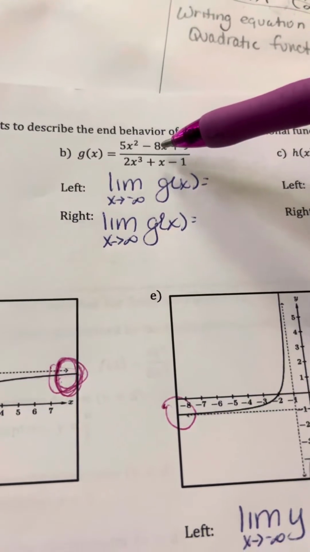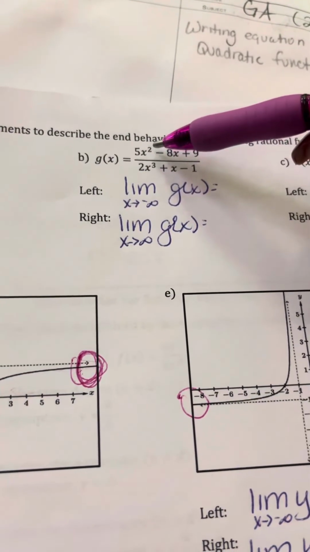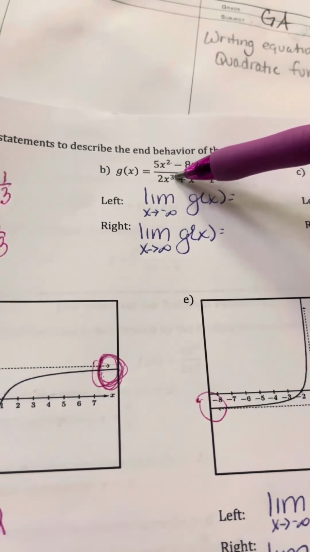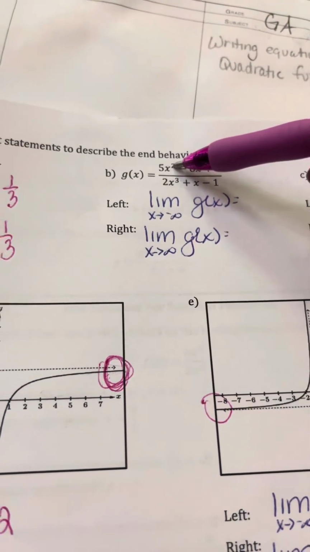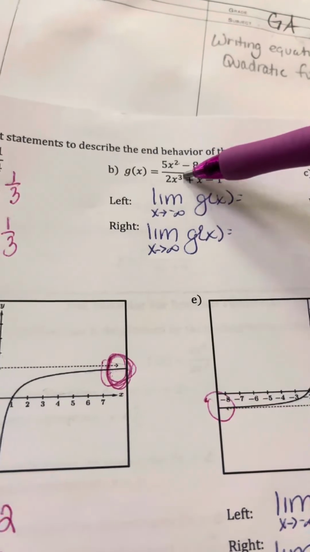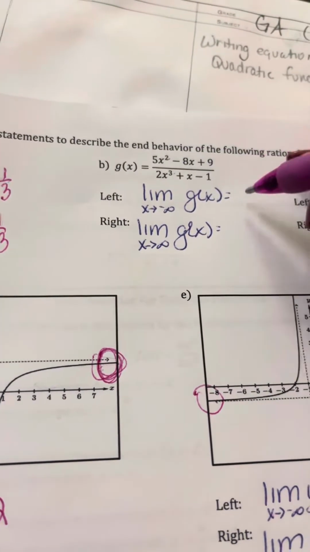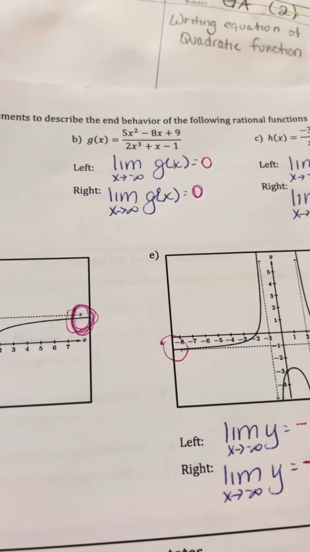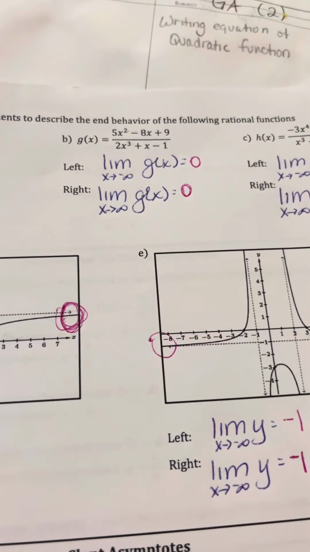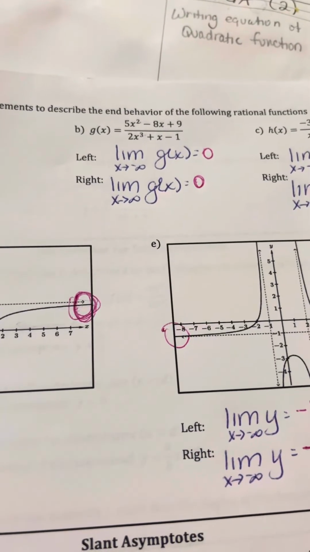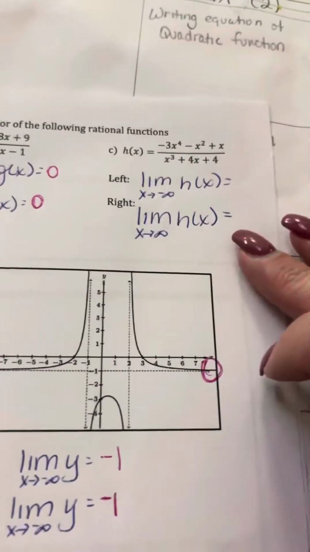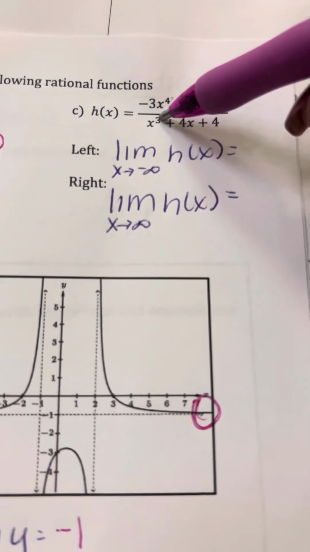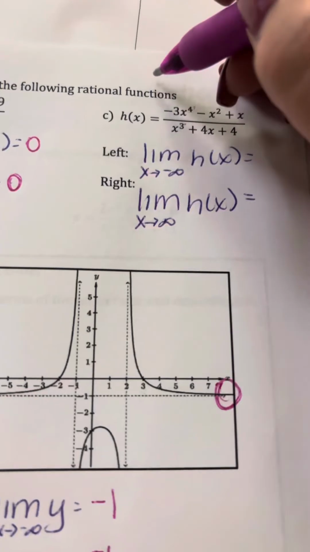Right here, I have the top smaller than the bottom. Whenever the numerator is smaller than the denominator, my horizontal asymptote is 0. So 0 is going to be my end behavior. Because with a rational function, my end behavior is my asymptote. And then finally, for this last one, the top is bigger than the bottom, so there is no horizontal asymptote.